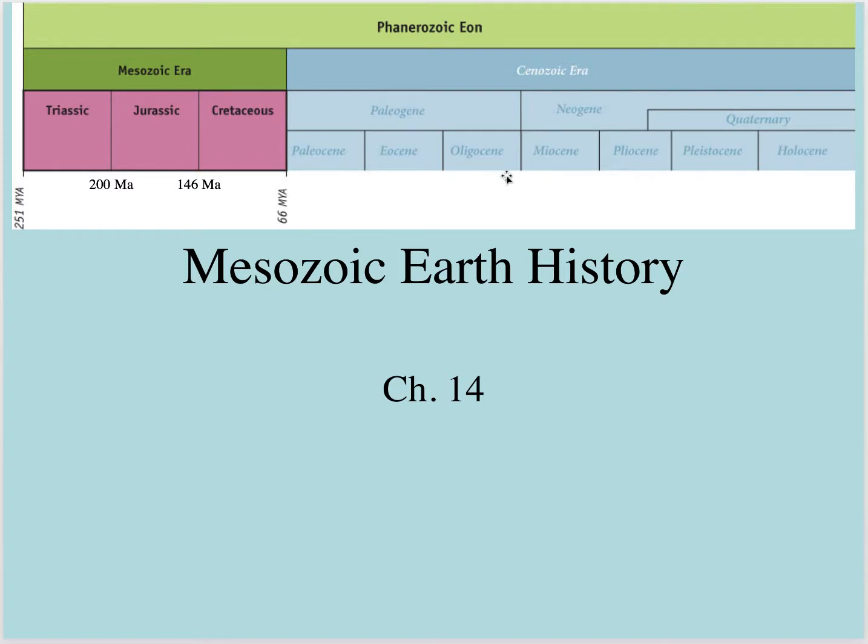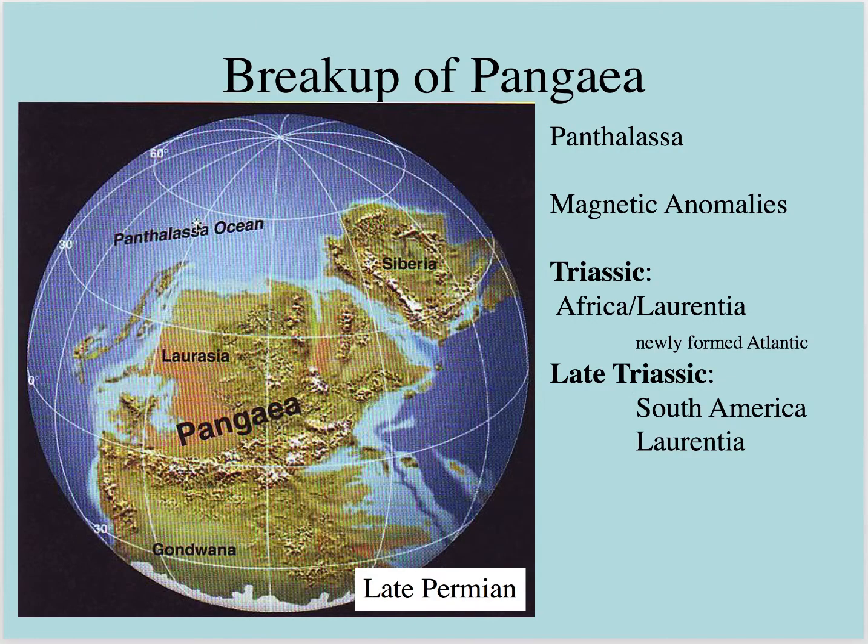Today I want to do Chapter 14, Mesozoic Earth History. And the key thing that's going on during the Mesozoic is the breakup of Pangaea. And it really starts in the late Triassic and into the early Jurassic, around 185, 180 million years ago. And we see that it's first going to break up between the Africa part of Gondwana and Laurentia, which is North America. And we start to form the Atlantic Ocean.